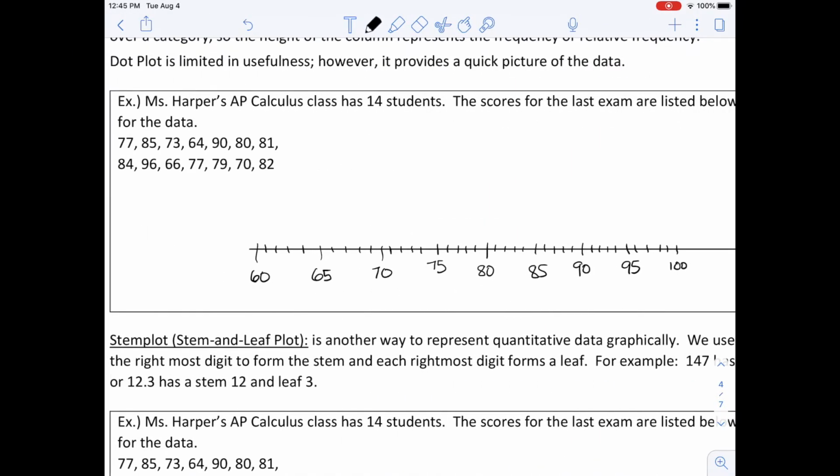Once you have your axes drawn, we're going to go ahead and label it as what we're talking about. And for this it is AP Calculus scores for their last exam. So I'm going to go ahead and put exam scores. We should be labeling stuff so that way you know and you're explaining what it is that you are portraying in your graph clearly. And so from here, we're just going to go ahead and look at our data set.